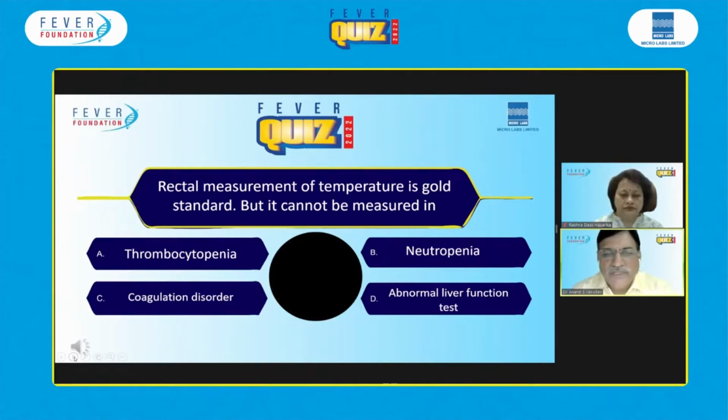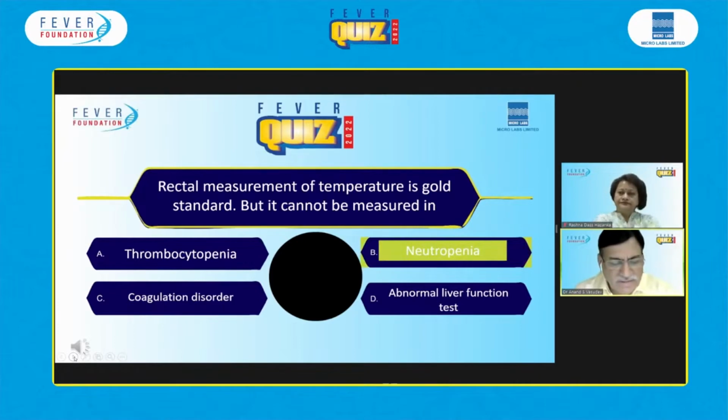Thank you, Computer Ji. Let's lock the answer. Which is the correct answer? Neutropenia is the correct answer. So rectal temperature, as we all know, is the gold standard, and it reflects the temperature of rectal arteries. And we normally use it in pediatric population, in newborns also. And being the gold standard, it's very good, especially in measuring hypothermia.